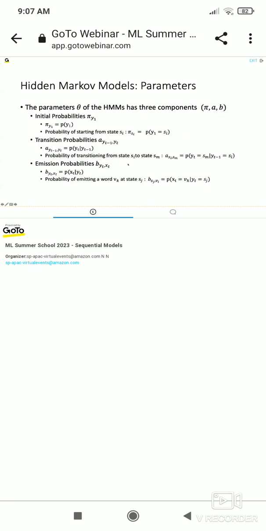Let's define it more formally. The initial probability of starting from a state Si is indicated using pi(Si), and the transition probability of transitioning from state Sl to state Sm is indicated by a(Sl, Sm), and the probability of emitting a word Vk at state Sj is indicated by b(Sj, Vk). Sorry, this is a typo here. This is Vk.